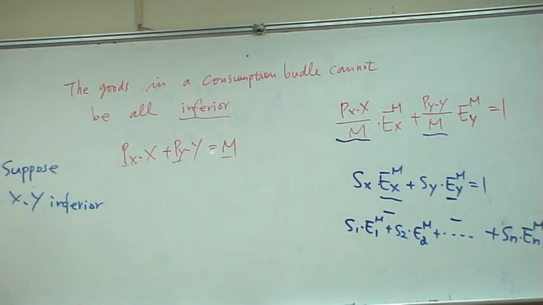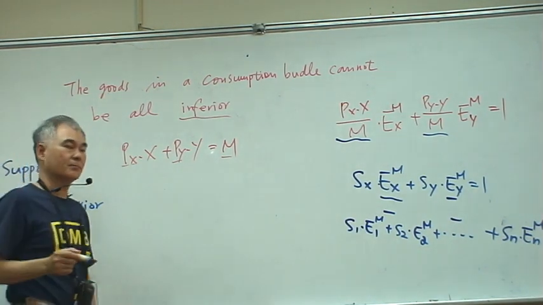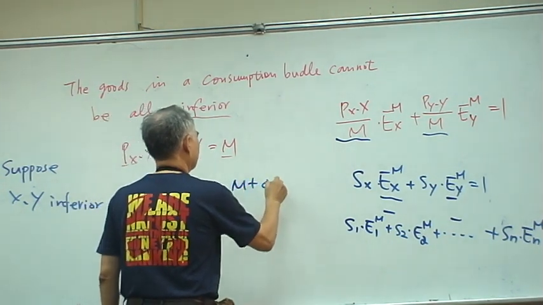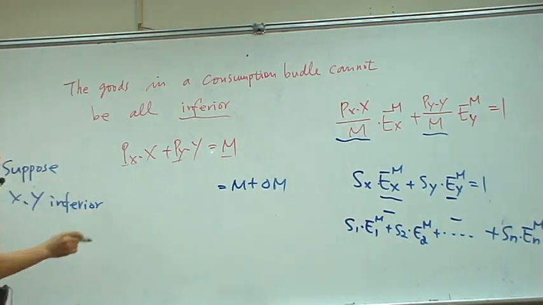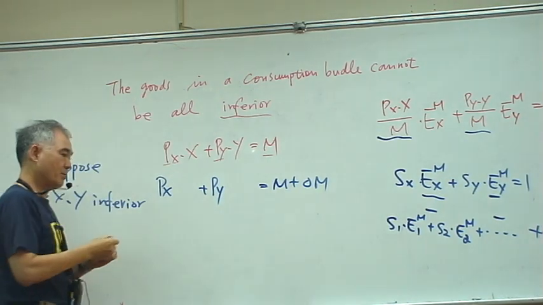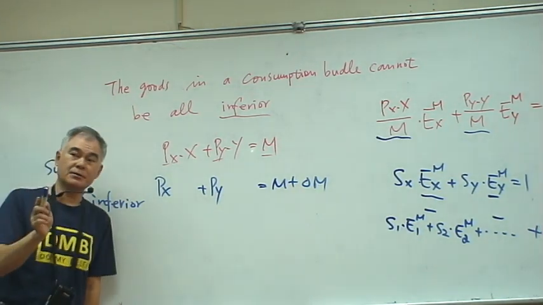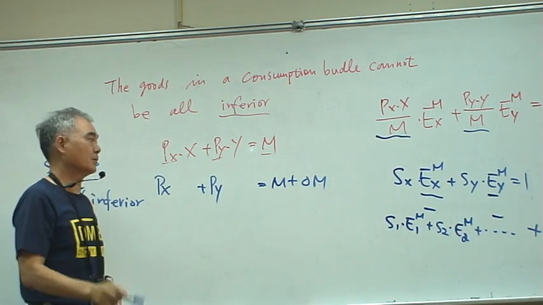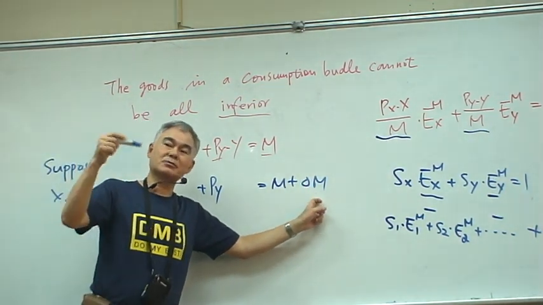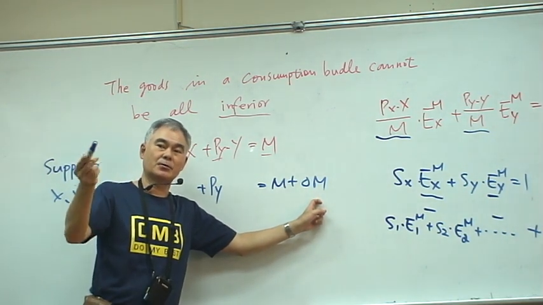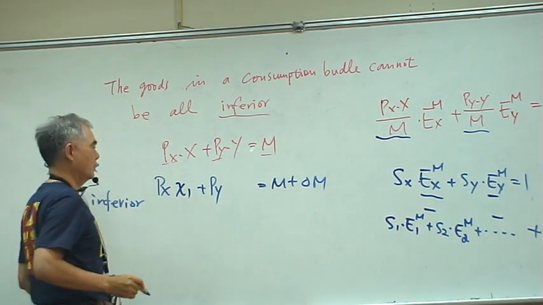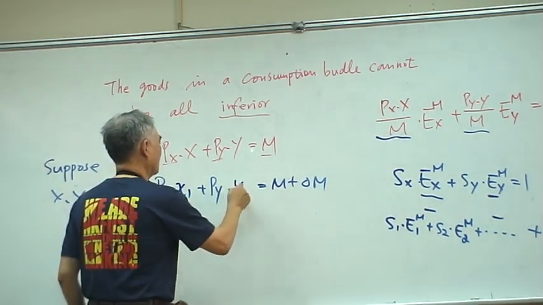Okay, so how to work that out? Suppose your income goes up by a certain amount, right? And so px is here, and then py is here. Remember, we are talking about inferior goods. So if it is an inferior good, income goes up, your purchase goes down. So let us say the quantity of x would be x1, and the quantity of y would be y1.